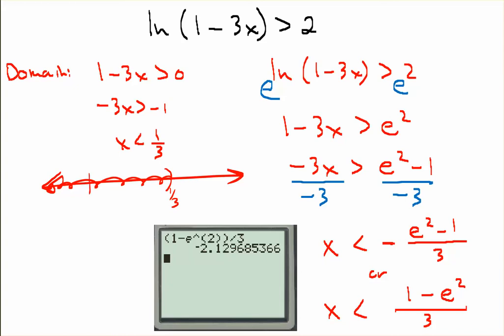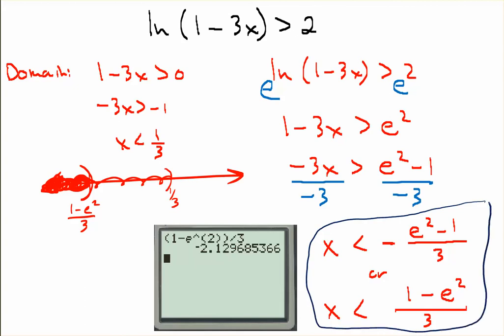Okay, the other one. This is going to be around -2.13 or so. So 1 minus e squared over 3. And that's going to go, again, it's a parenthesis and it goes off to the left. So now the question is, where are both true at the same time? Just this one here. So this one then becomes the final answer. Right there. If it was higher than the 1/3, then it would just be x is less than 1/3. That would be the answer. We good there?